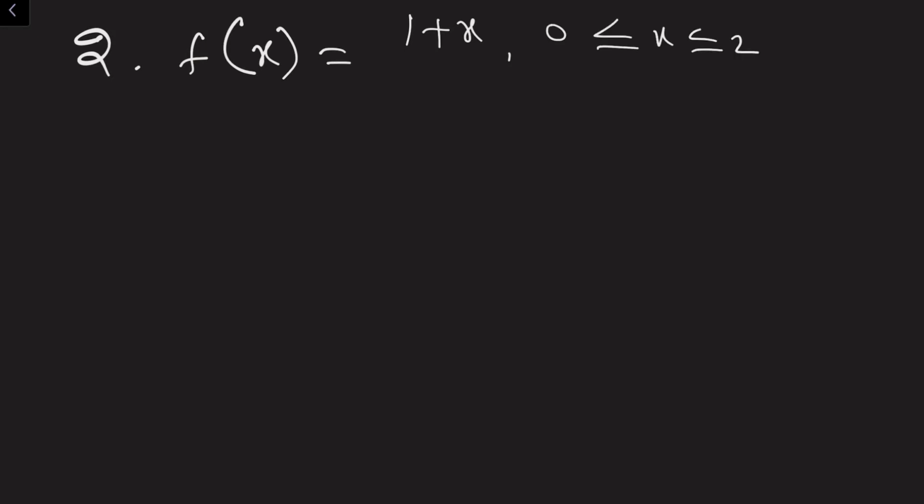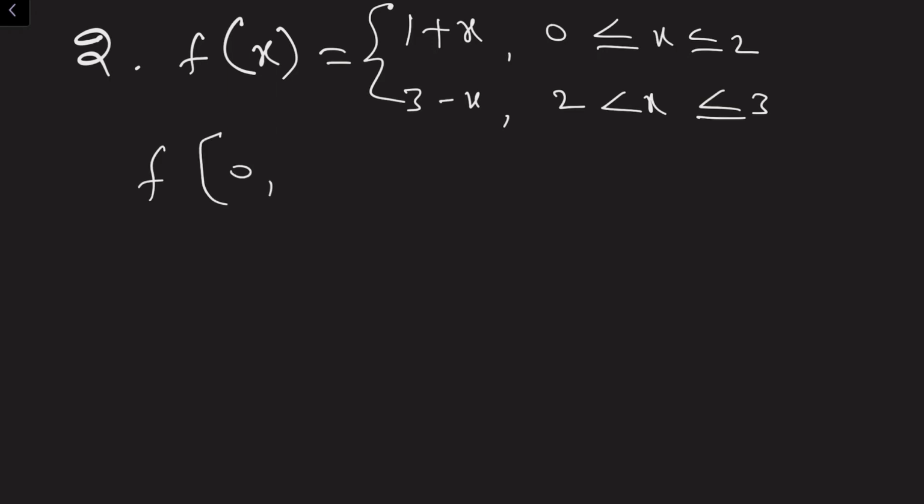F of x is given as f of x is equal to 1 plus x if 0 is less than or equal to x less than or equal to 2, and 3 minus x if 2 is less than x less than or equal to 3. First he is asking to show that f of the interval 0 comma 3, both included, is a subset of 0 comma 3.